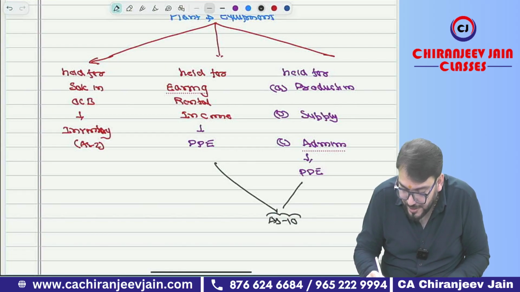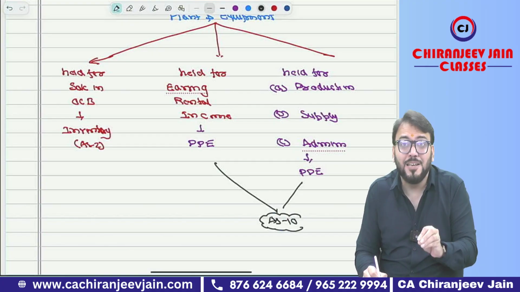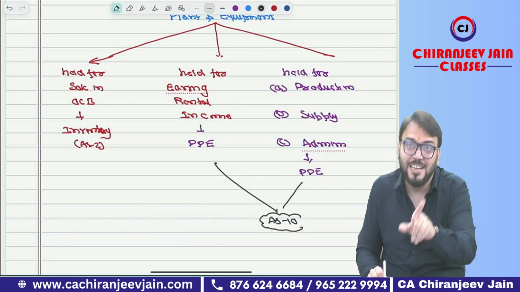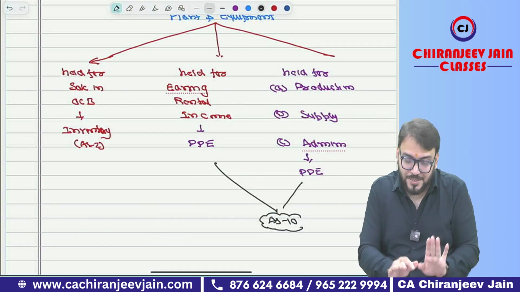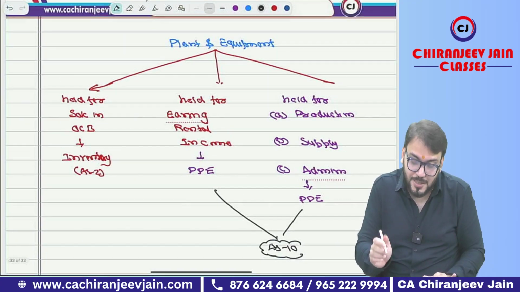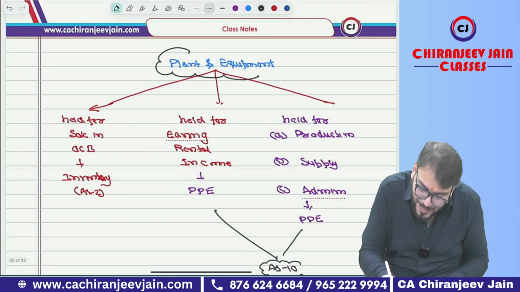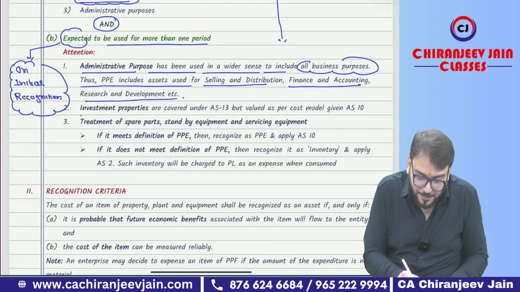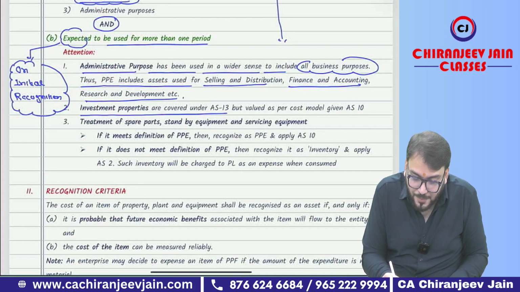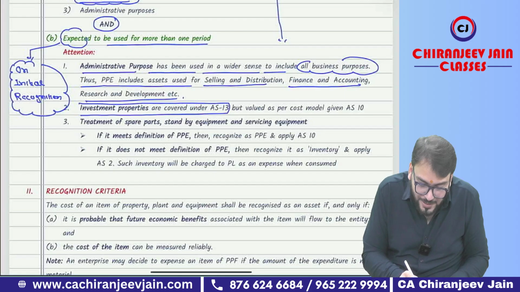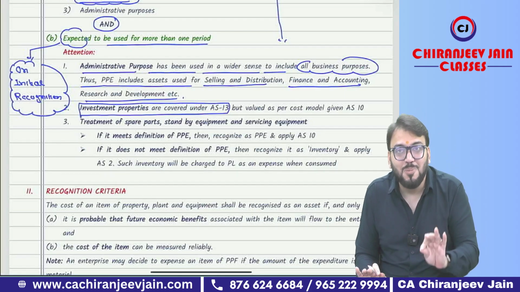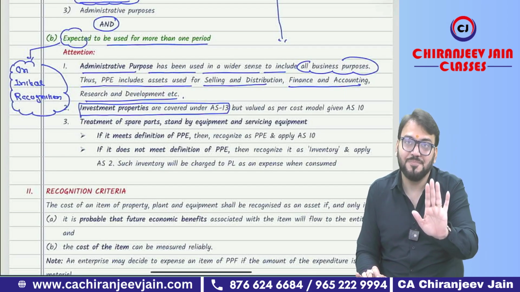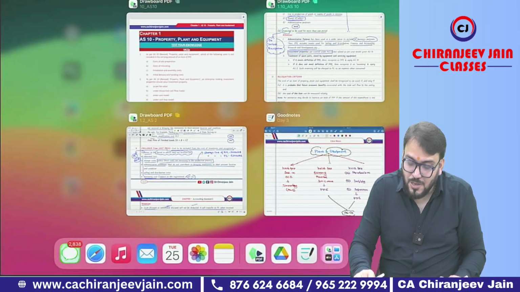This is only for clarification. So any plant and equipment given on rent to other, AS10. Any property given on rent to other, AS13. Have you understood this clarification? And therefore in the definition it is mentioned rental to other, but one clarification has been given: investment property are covered under AS13, not under AS10. Understood?